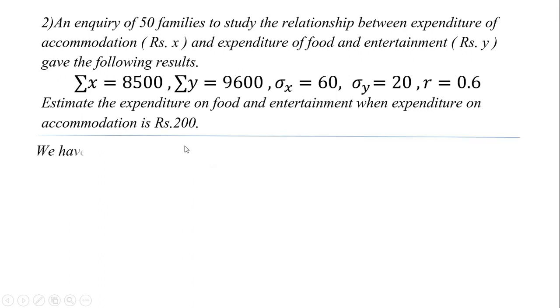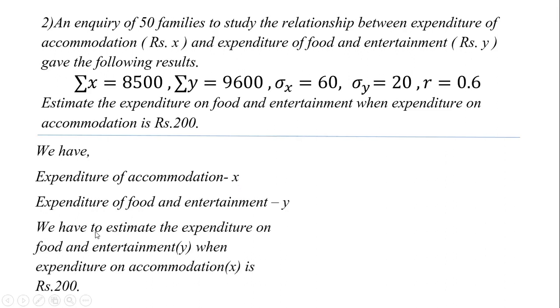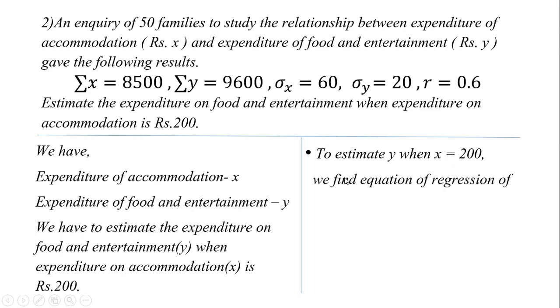So let us solve. We have expenditure on accommodation, denoted by x. Expenditure on food and entertainment is denoted by variable y. We have to estimate the expenditure on food and entertainment y when expenditure on accommodation x is 200. Therefore, to estimate y when x is equal to 200, we find the equation of regression of y on x, that is y minus y bar is equal to byx into bracket x minus x bar.